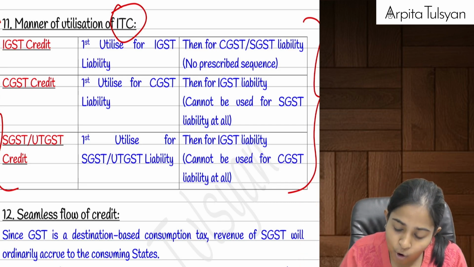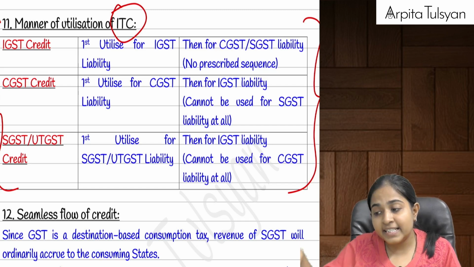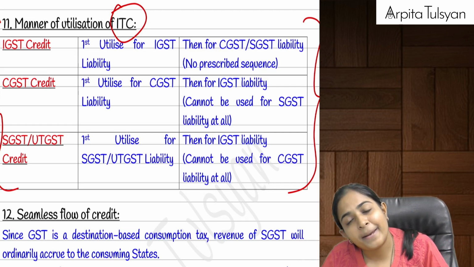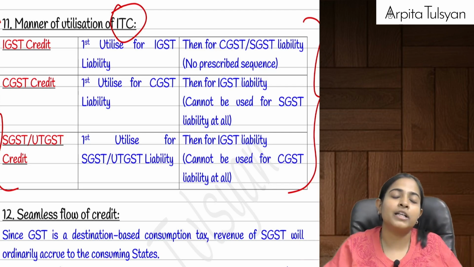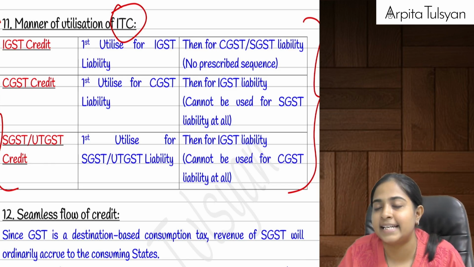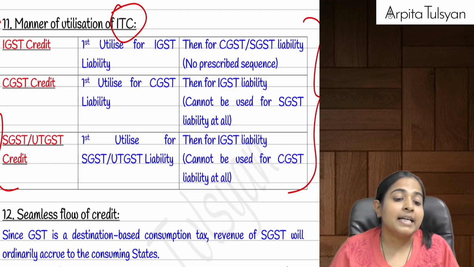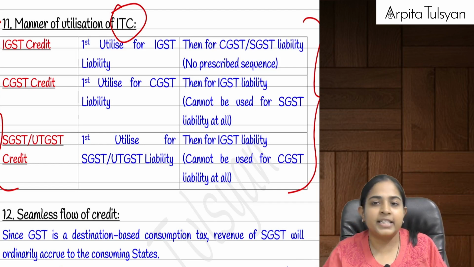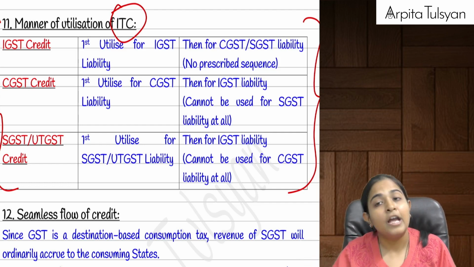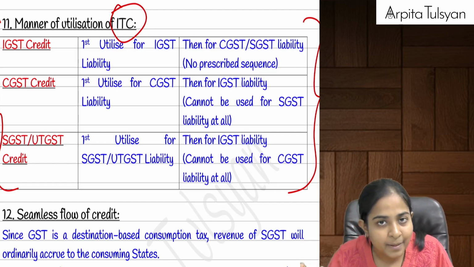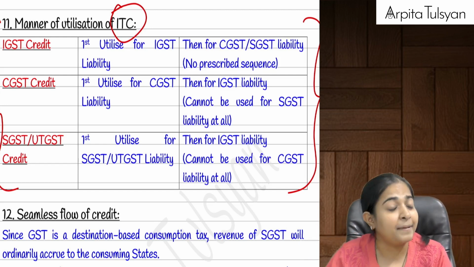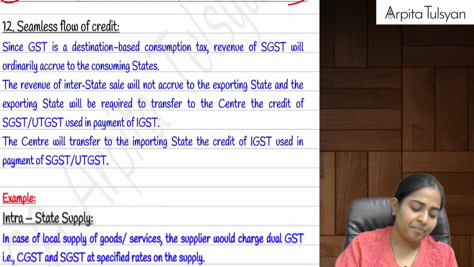Okay, suppose you have got CGST credit with you. CGST credit is to be first used for paying the CGST liability. Then it can be used for paying IGST liability, but do not use it for SGST liability, because cross utilization of central and state GST is totally not allowed. Similarly, SGST or UTGST credit should be used for the same liability respectively. Then if you still have some SGST credit available, use it for IGST liability, but please do not use it for CGST liability, right?